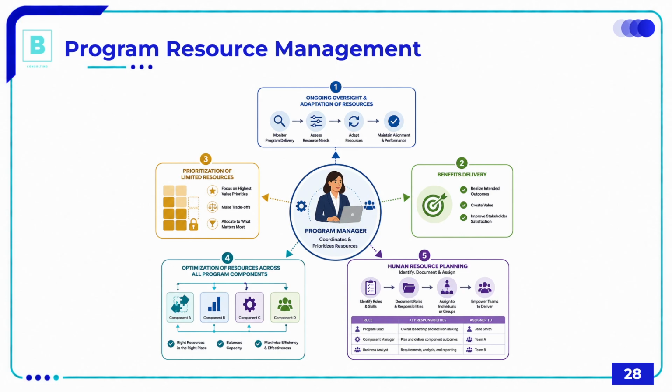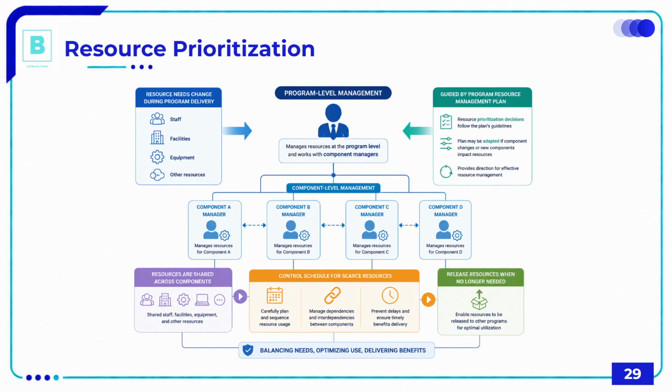There is also human resource planning: to identify the roles and skills needed, document the roles and responsibilities, assign individuals or groups to their appropriate work packages, and empower the teams to deliver what they're supposed to deliver. All right, so resources should be really prioritized. That's an important point.